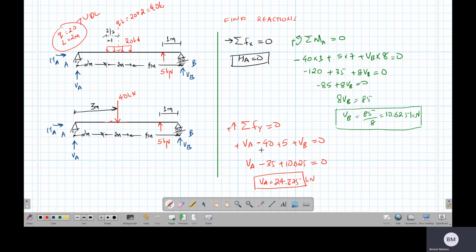Okay. So VB, VA, HA, the 3 values we have found and solved the problem. I hope this problem is simple for you. Basic idea is this UDL to point load idea. So I think this is clear. I'll stop this.